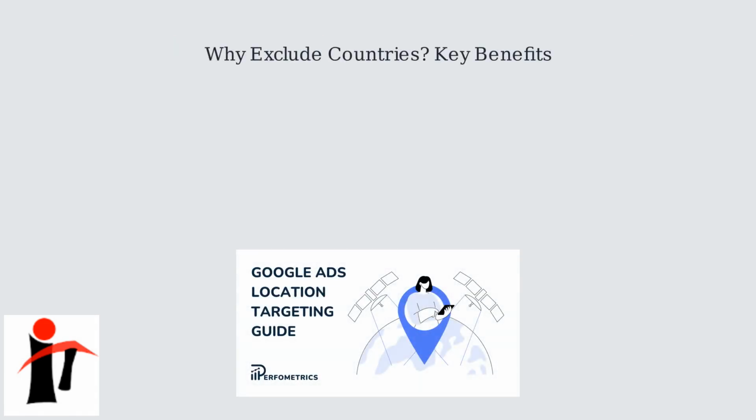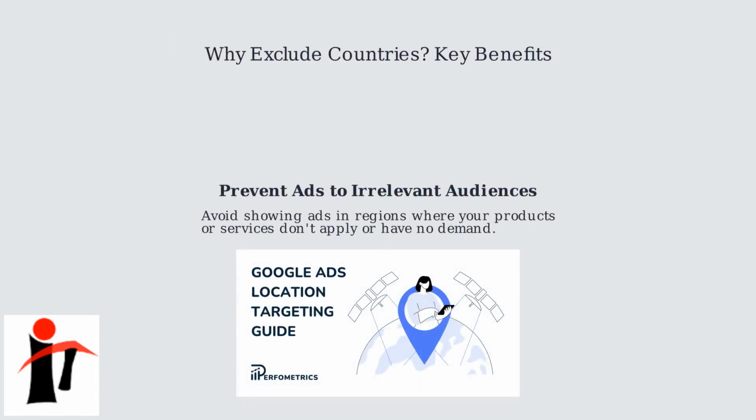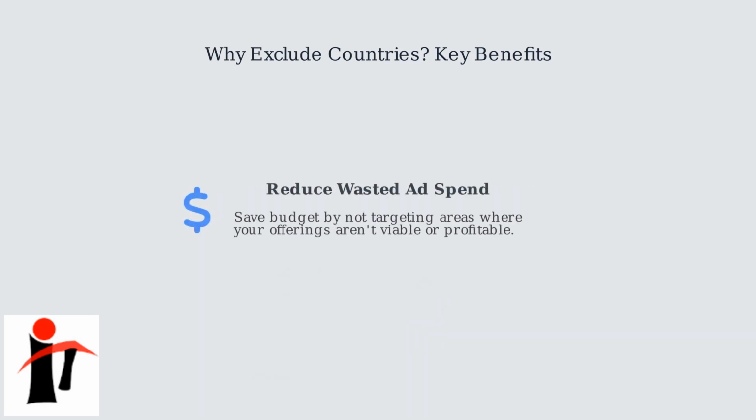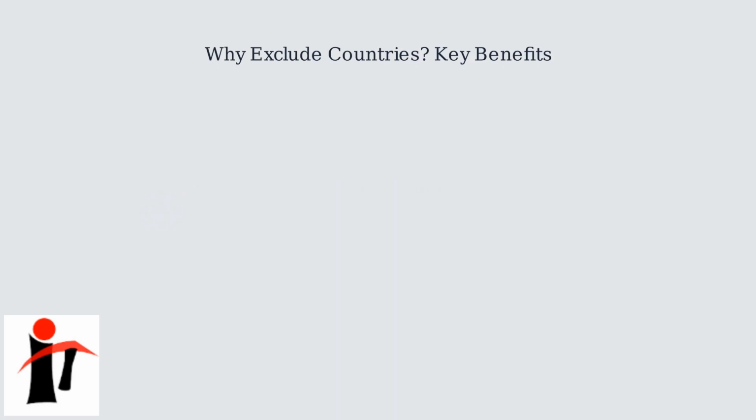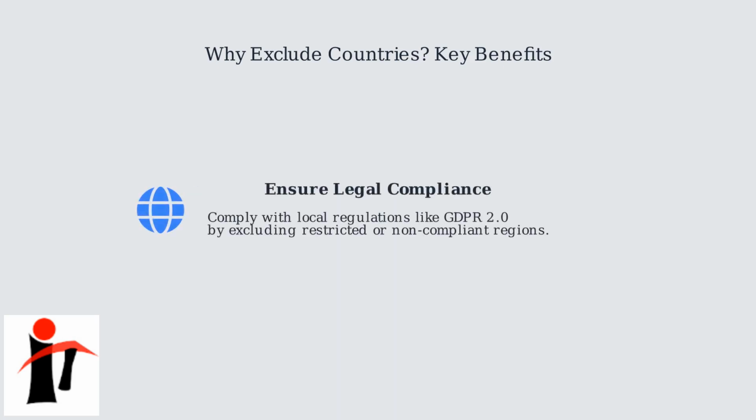Excluding countries can significantly improve your Google Ads performance. The primary benefit is preventing your ads from appearing to irrelevant audiences in regions where your products or services simply don't apply. Another key advantage is reducing wasted ad spend. By excluding countries where your offerings aren't viable, you avoid spending money on clicks and impressions that won't convert into sales. Excluding countries also helps ensure compliance with local laws and regulations, such as GDPR 2.0 in the European Union. This protects your campaigns from legal issues and maintains good standing with global advertising standards.